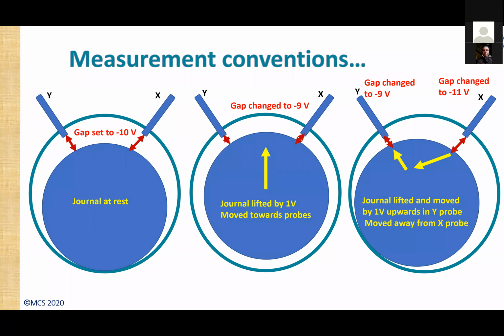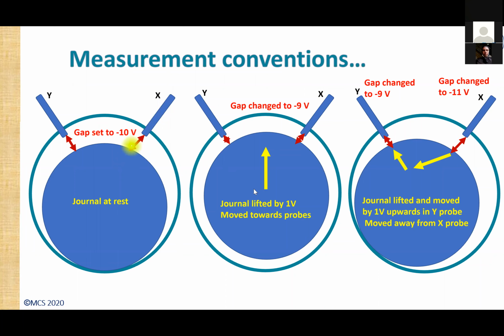So the same thing is depicted here. We see a journal at rest, and these are the two probes, and the gap is set to minus 10 volts here. So if you're reading the voltage coming out of these two probes, it corresponds to minus 10 volts. And, depending on the probe calibration, this will correspond to a certain amount of distance.